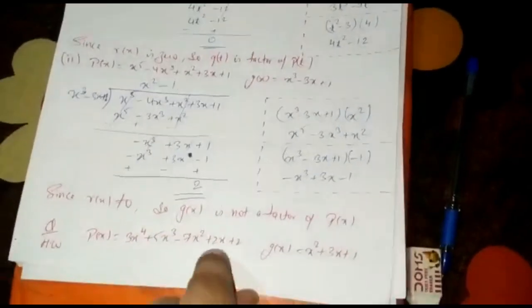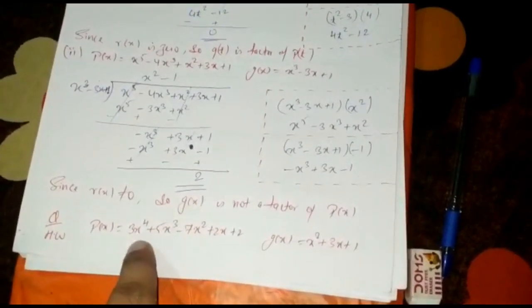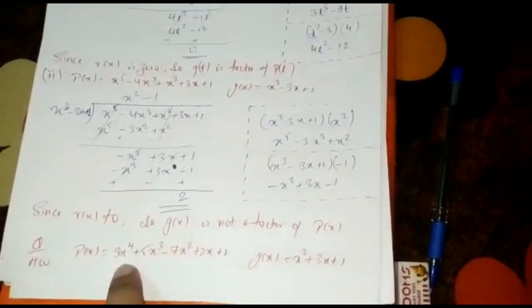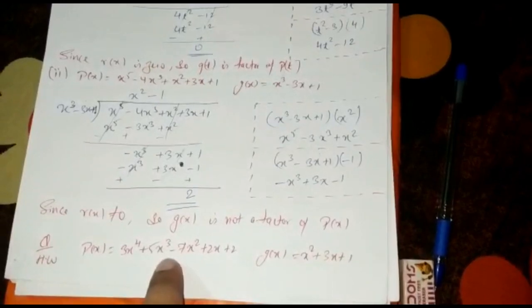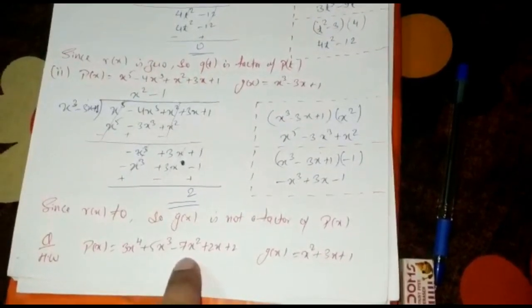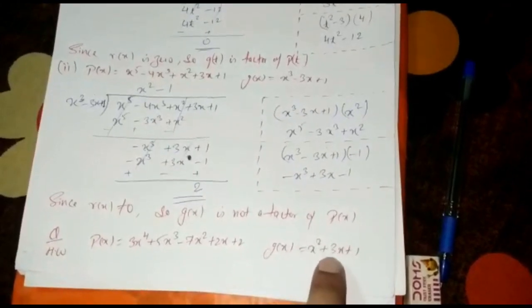Now there is one more question which you have to do at home. This p(x) is equal to 3x to the power 4 plus 5x cube minus 7x square plus 2x plus 2, and g(x) is x square plus 3x plus 1.